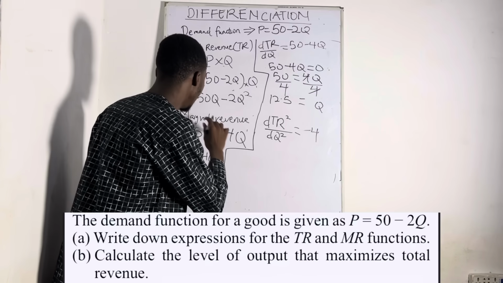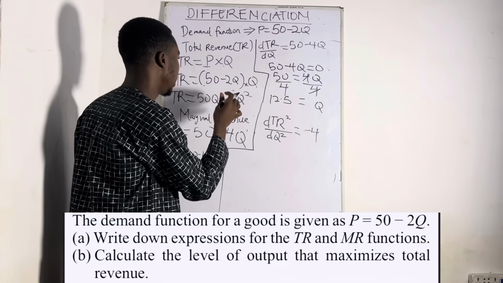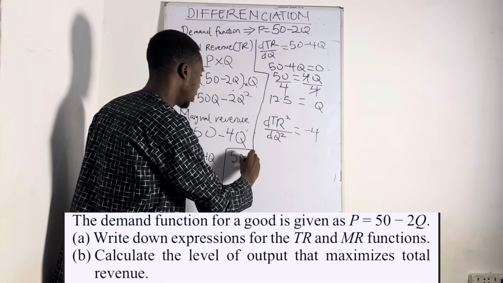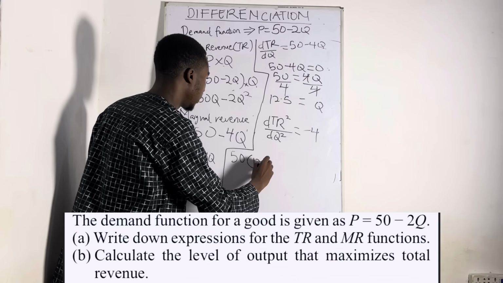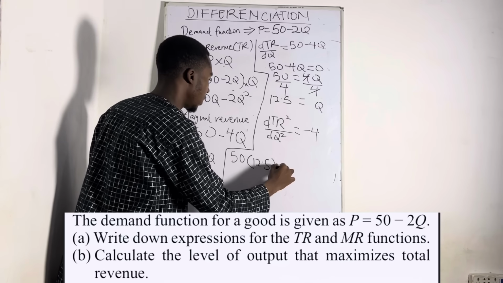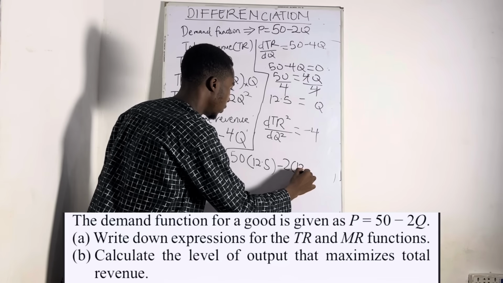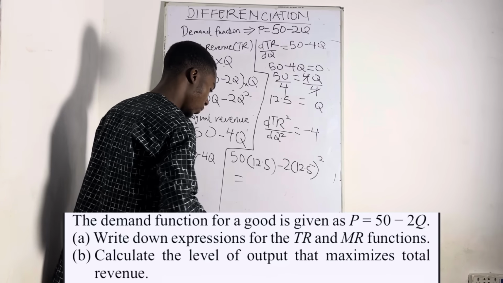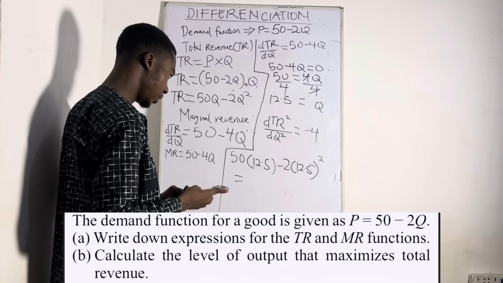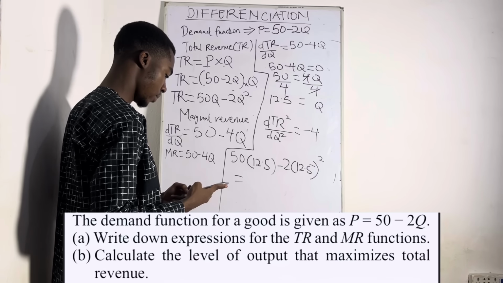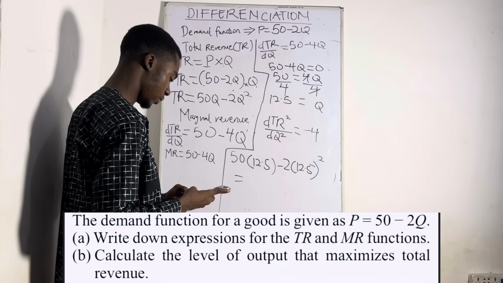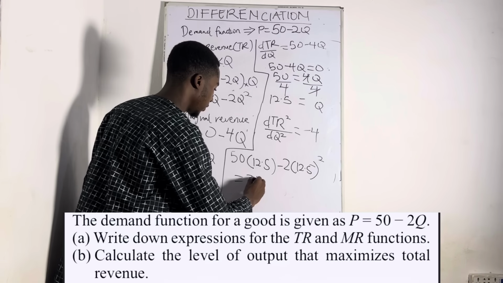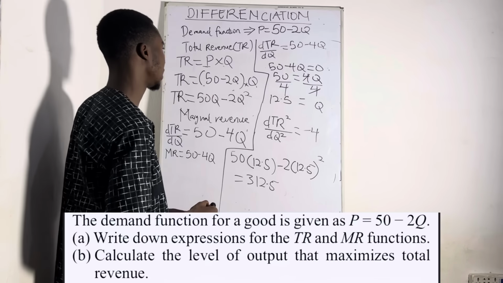So here's the total revenue function, 50q minus 2q squared. So now you put the 12.5 in it. So you are getting 50 into bracket 12.5 minus 2 into bracket 12.5 squared. So when you punch this on the calculator, 50 into bracket 12.5 minus 2 into bracket 12.5 squared, yeah, we are getting 312.5. So it means that's the maximum revenue we can make.